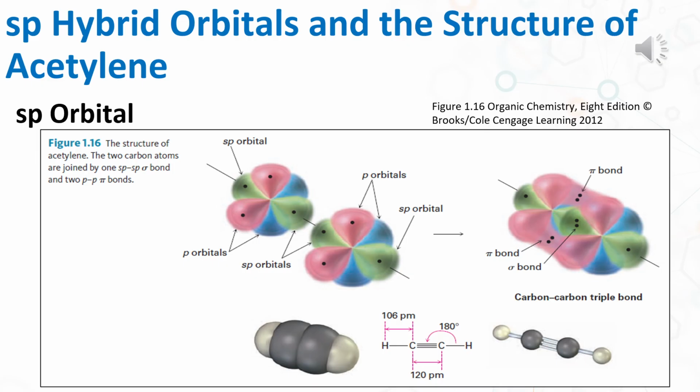Still under sp hybridization, this figure illustrates the sp hybridization and the complete bonding structure of acetylene. This diagram explains why acetylene is linear, rigid, and contains a strong carbon-to-carbon triple bond formed through sp hybridization.